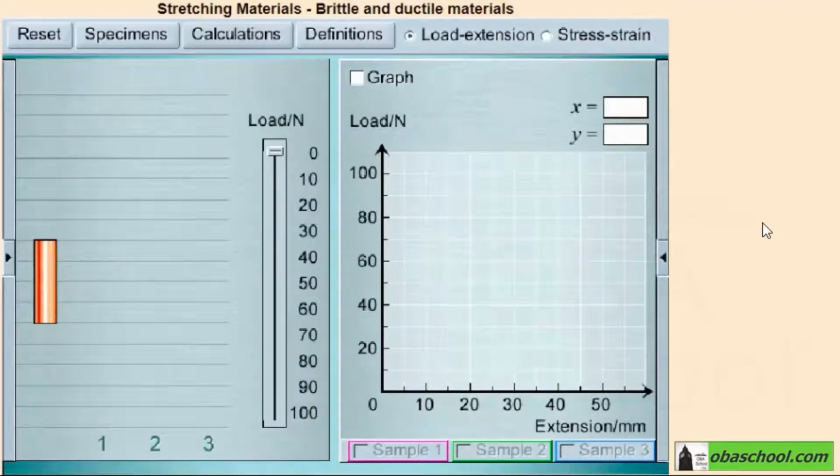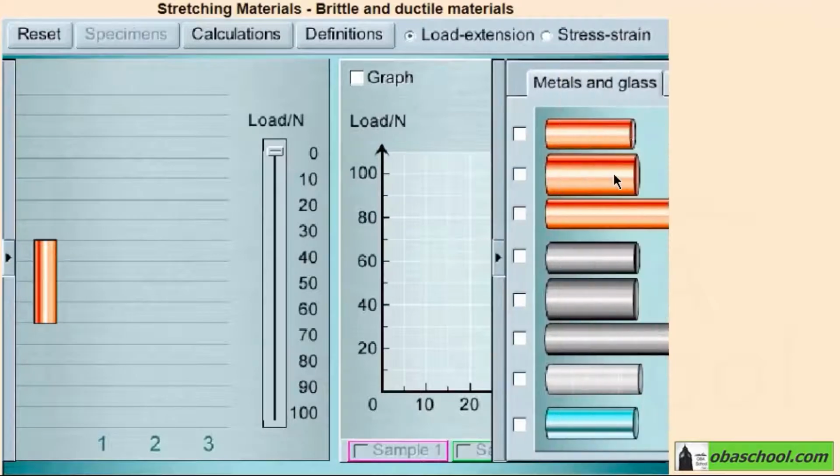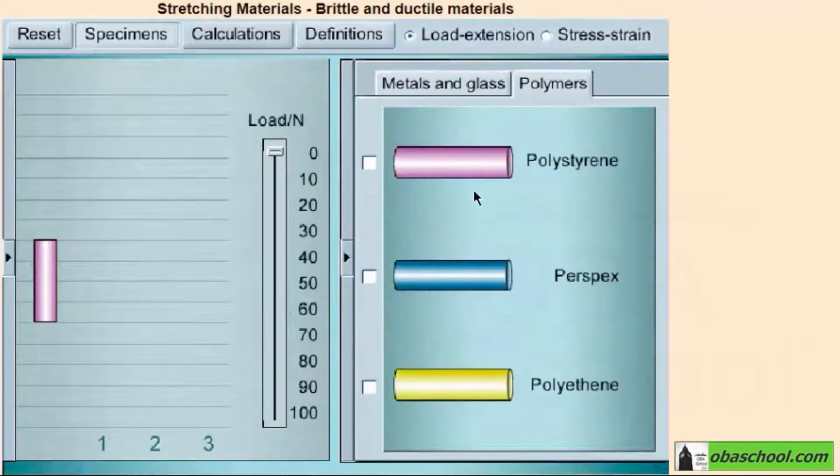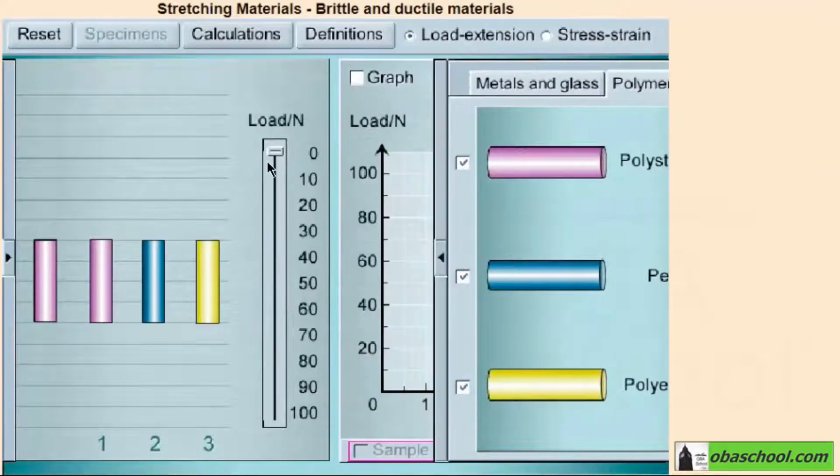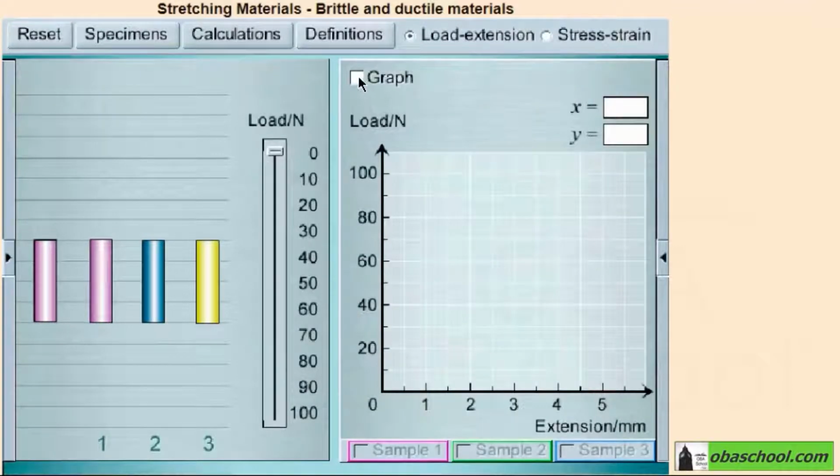Hello everyone! In this simulation, we're going to differentiate between brittle and ductile materials. Let's start with polymers and select them all. The polystyrene, perspex, and polyethylene. And we're going to plot their graph with a stress-strain relationship. And now we will load them all.